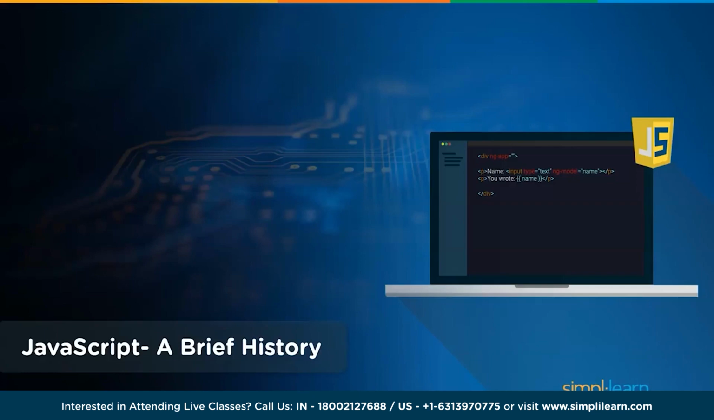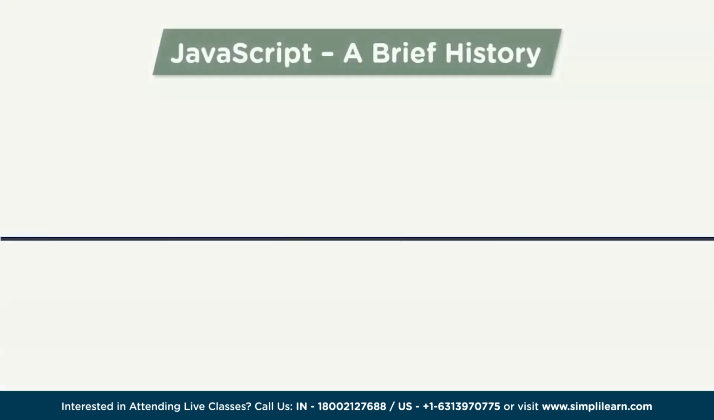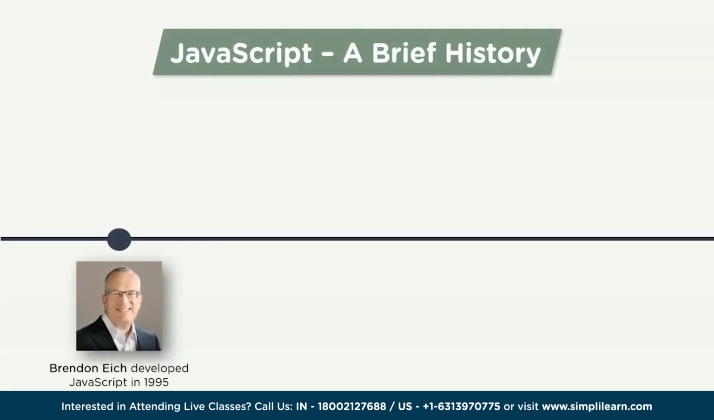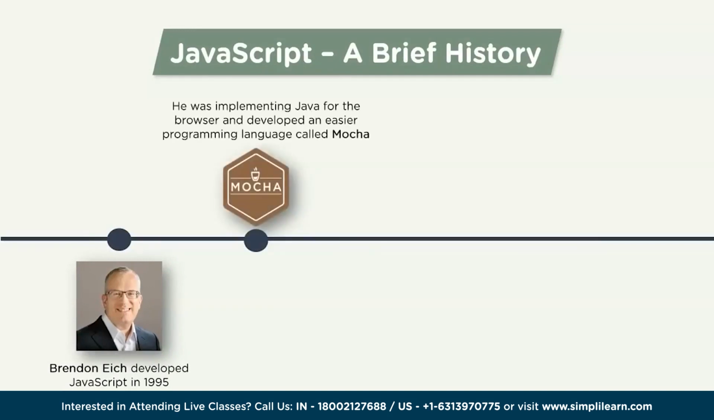First, let's have a look at a brief history of JavaScript. JavaScript was written in 10 days by Brendan Eich in 1995. He was working at Netscape at the time and was implementing Java, the hot buzzword for the browser. Later, he developed a more easy-to-use programming language called Mocha. The idea was to make Java available for big professional component writers, while Mocha would be used for small scripting tasks. Mocha was later renamed to JavaScript.